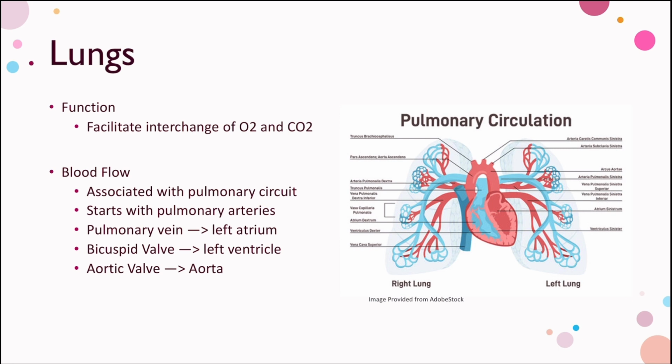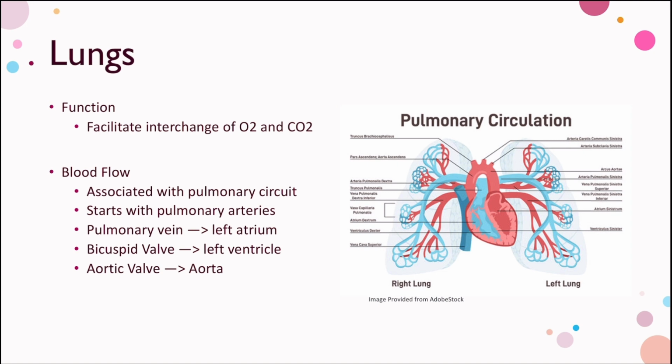Now we are going to talk about the lungs and go in depth about them. So the overall function of the lung is to facilitate the interchange of oxygen and carbon dioxide within the atmosphere. This also requires blood from the pulmonary circuit. The blood flow pattern associated with the lungs is the pulmonary circuit.